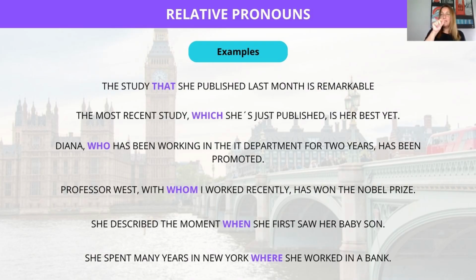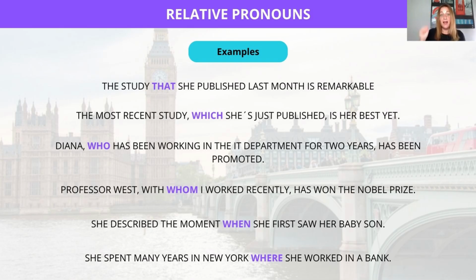And is this a defining or a non-defining relative clause? What do you think? Yes, it's a defining relative clause. First, I know she described the moment when she first saw her baby son is a defining relative clause because first, it doesn't go between commas. You don't put commas. And second, the extra information I'm giving to you is essential to understand the main sentence, which is she described the moment.